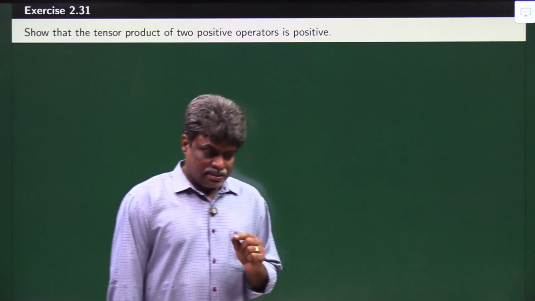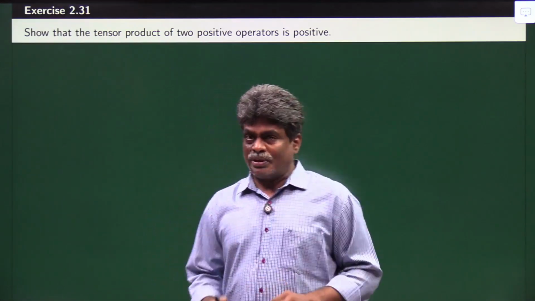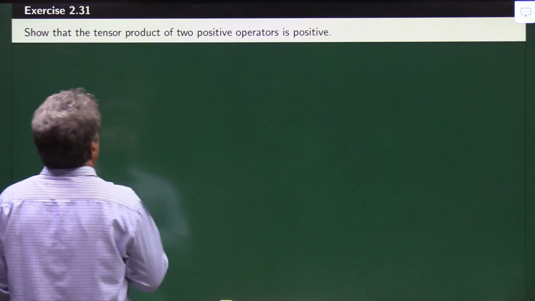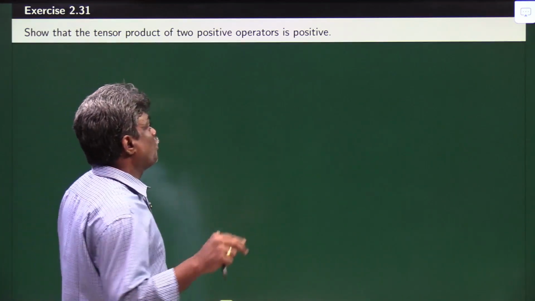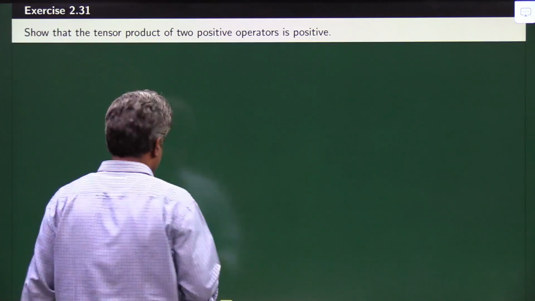So here we are discussing the solutions of quantum computation. So this is our next question. Show that the tensor product of two positive operators is positive.